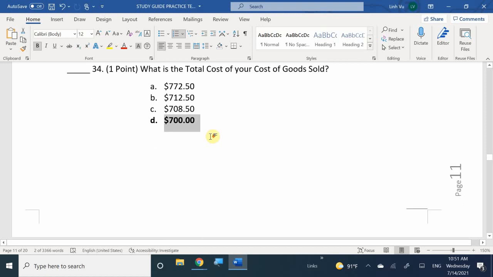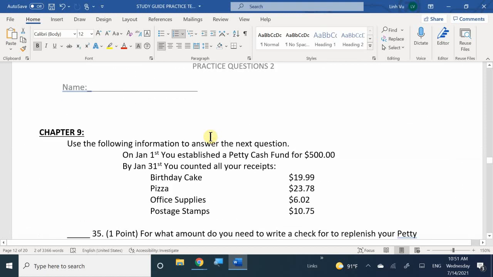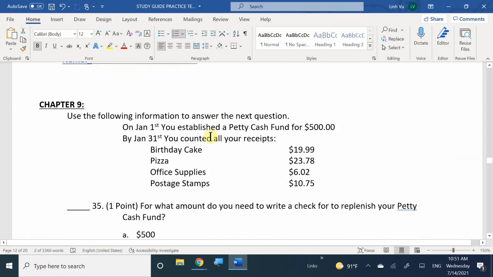Okay, so there we have it. That was chapter 8. So we have one more hour to go ahead and go over chapter 9, 10, and 11. So let's quickly dive right in.